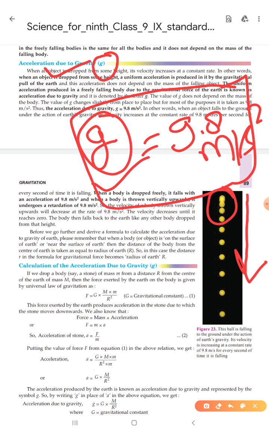In other terms, I can say in 1 second, a body increases its speed by 9.8 meter per second when any body is dropped from any height from the surface of earth. So this term is called acceleration due to gravity. There should be no confusion regarding that. What do you understand by acceleration due to gravity? Acceleration due to gravity is the acceleration which is produced by the earth's gravitational force. Got it, my point?